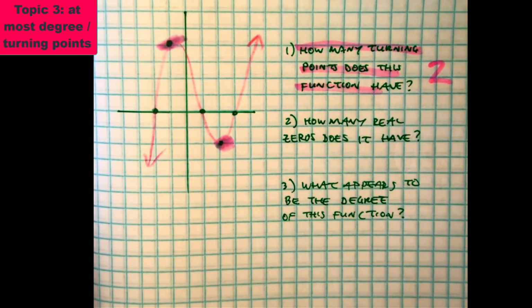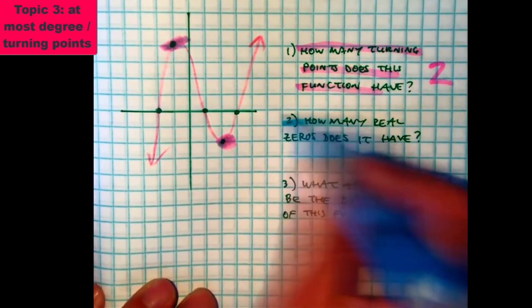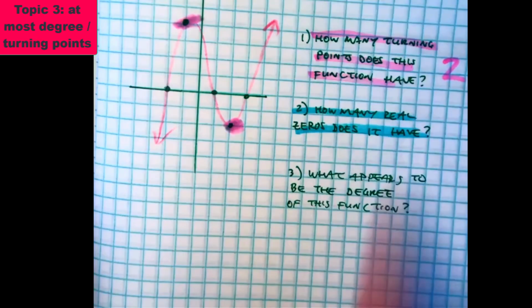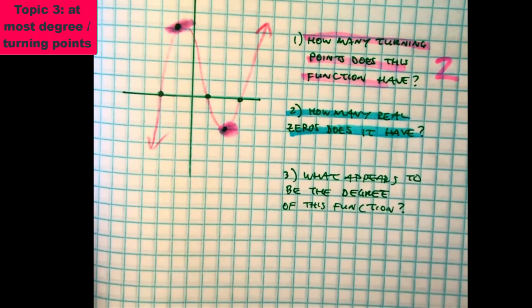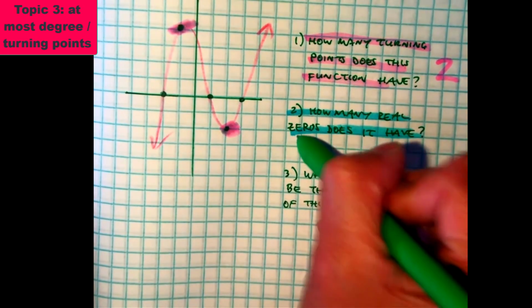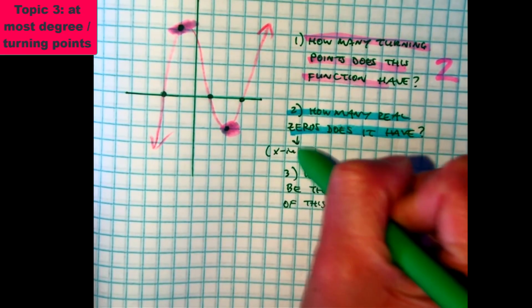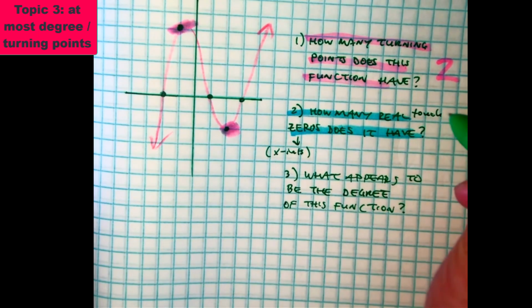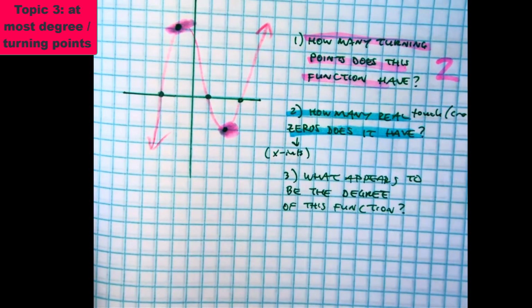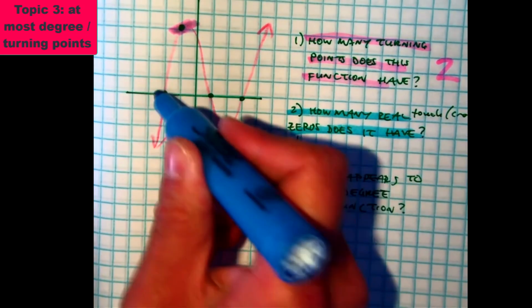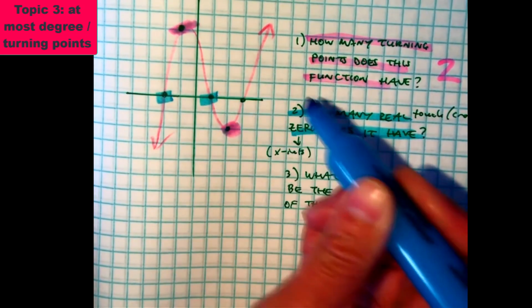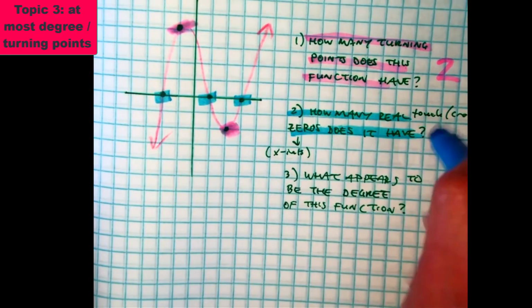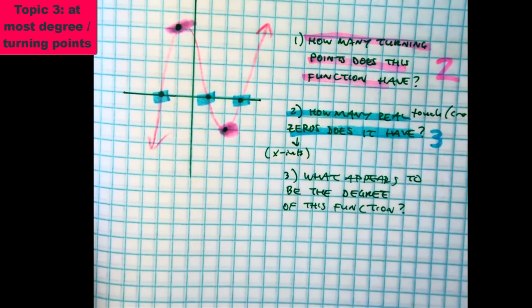Next question asks, how many real zeros does it have? Zeros refers to the x-intercept. Reals means that it touches or crosses through. Let's count. Ready, set, go. So we have 3 real zeros.